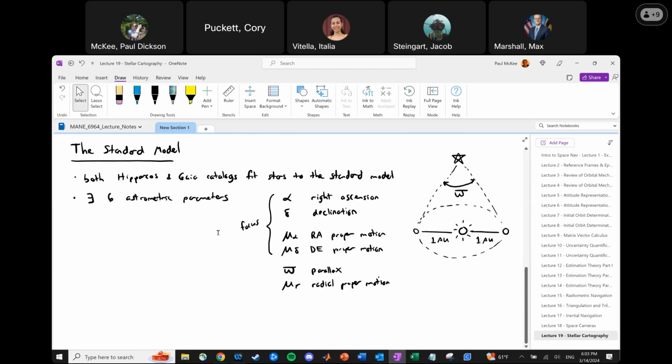So, questions on that? Feeling okay so far? All right. So we can define a right-handed coordinate frame for each star.